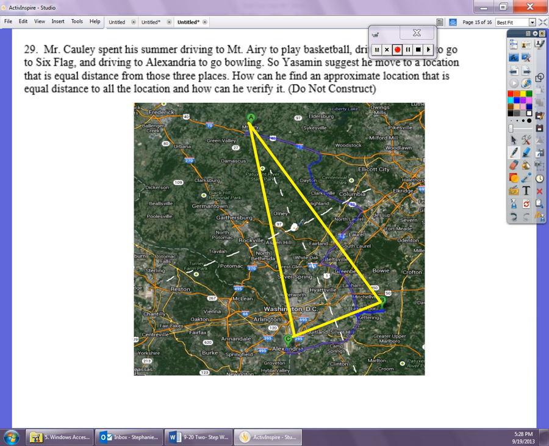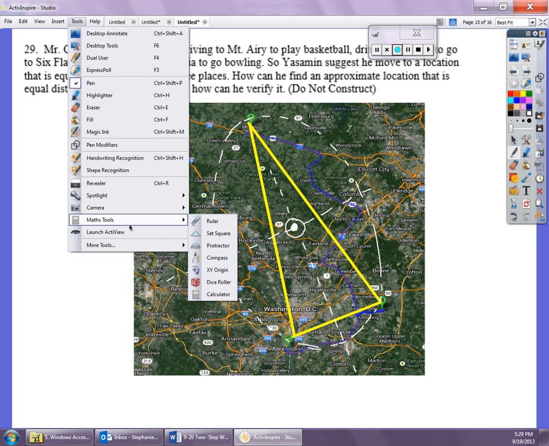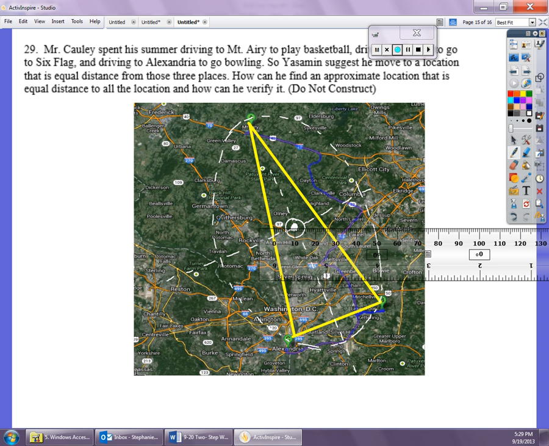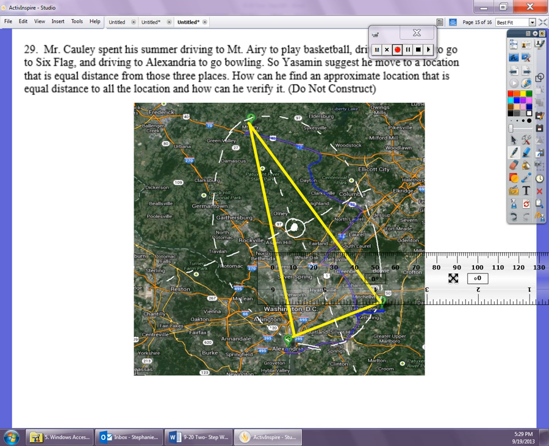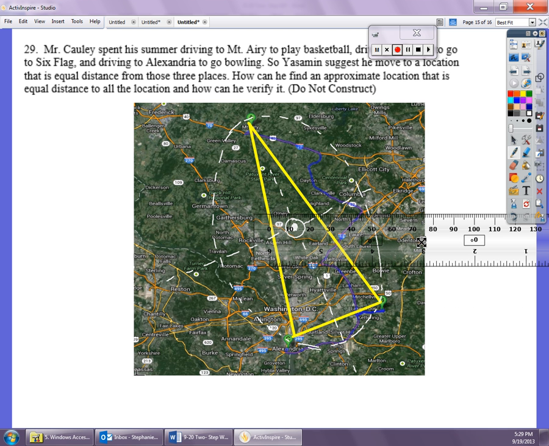But what would happen is that you would take this circumcenter, right? And after you create your circle, like I said, this is not going to be perfect because it's just a sketch. But of course, you would have a compass and all of that. And what you would do is you would take a ruler, because they said, how can you verify it? So you would take the ruler.